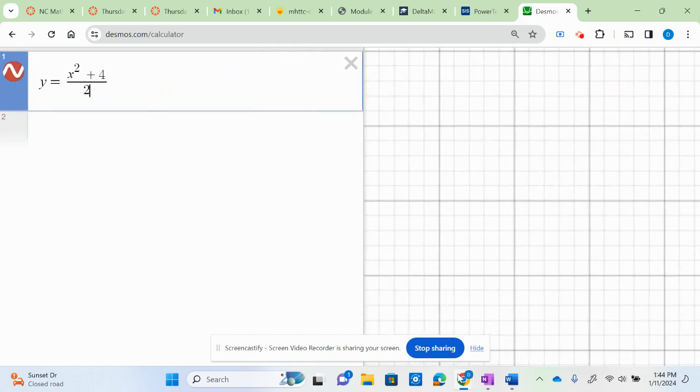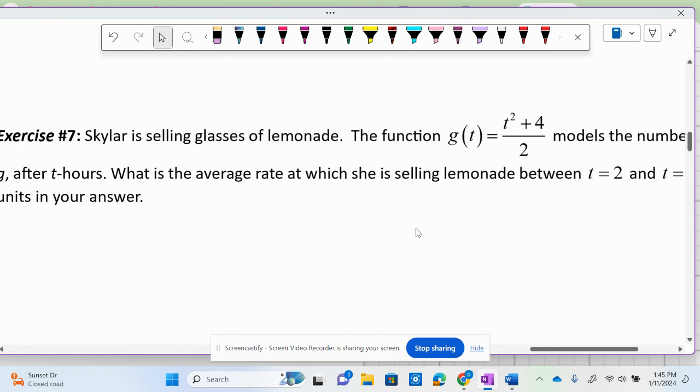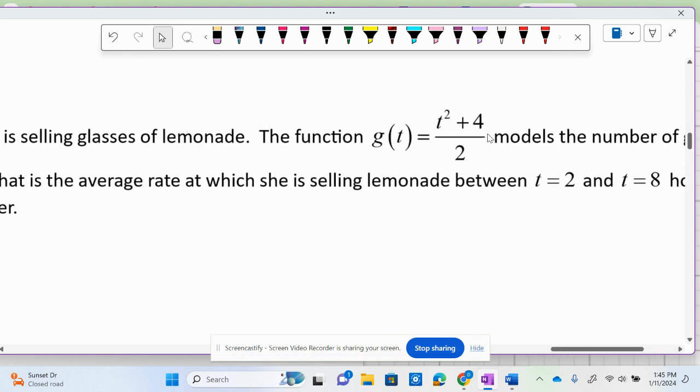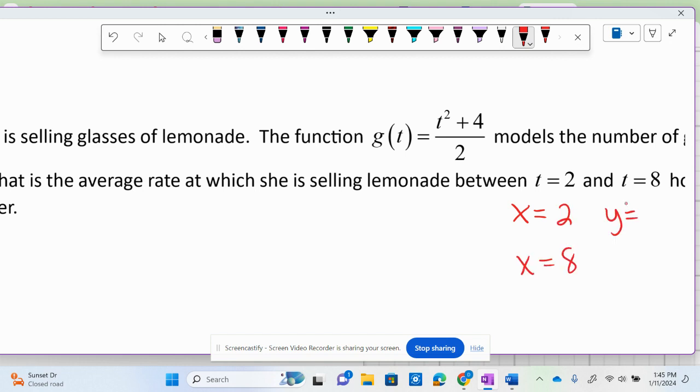So our next example is the function g of t equals t squared plus 4 divided by 2. And we're looking for the interval between 2 and 8 minutes. So that's the same thing as saying, if you're typing it in, you're going to find out what happens when x is 2, and you're going to have to find out what happens when x is 8, right? You're trying to find the output when you input a 2 or you input an 8.